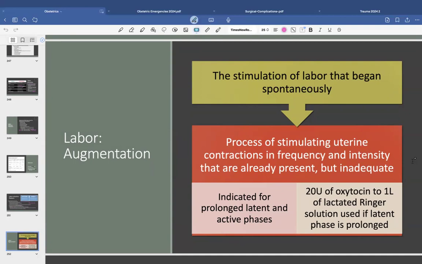This is indicated in those dysfunctional labors, those prolonged labors, prolonged latent and active phases. You're still giving oxytocin. So we're just helping mom along. She's just not progressing at the rate in which she should. She started on her own, but she's not going to progress, so you may give oxytocin for that as well.